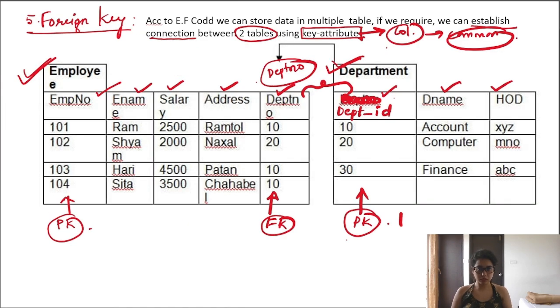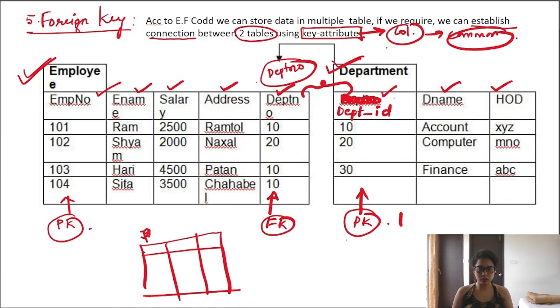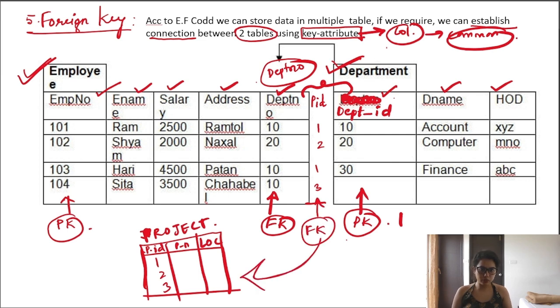Okay, now suppose you have one more table which is project. This is project id, this is project name, and this is the location of your project. Now I want to associate, so I'll create one more column here, which is project id, and make this a foreign key which will refer to the project table, references project table.